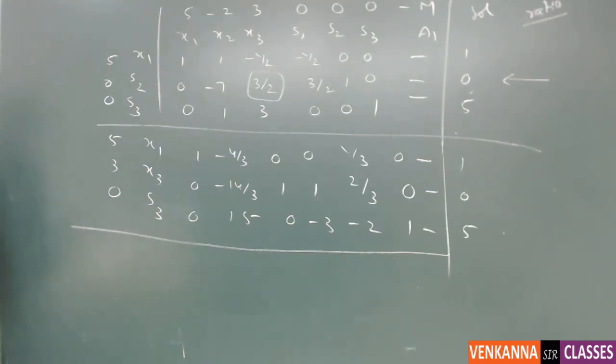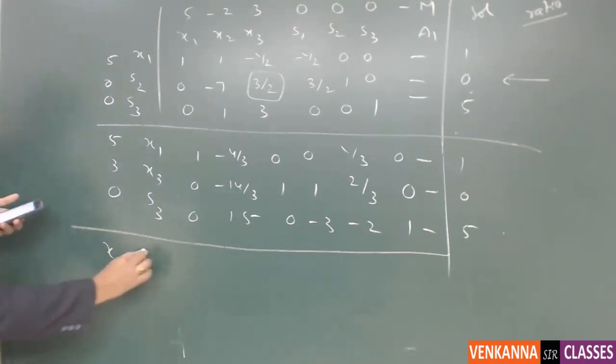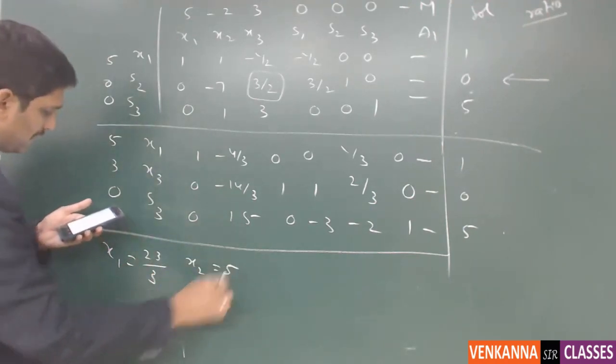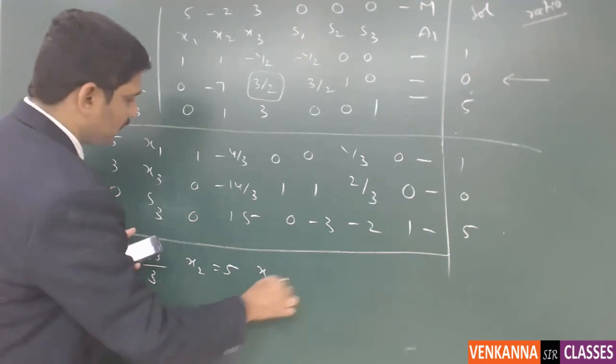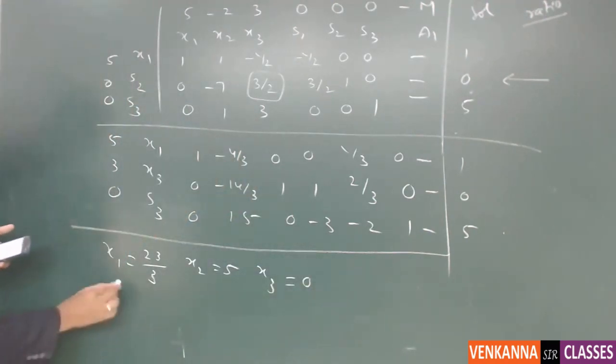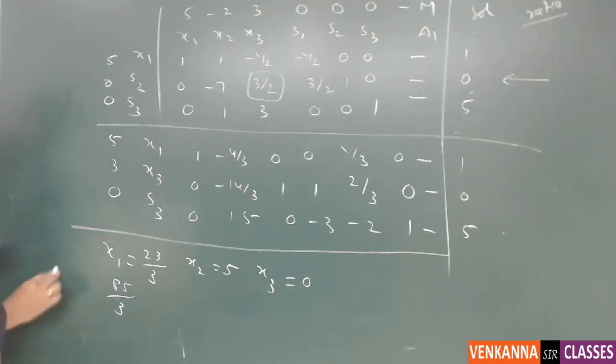So further iterations will be computed by you. So if you are interested, I will write the final solution straight away. X1 is equal to 23 by 3, X2 is equal to 5, X3 equal to 0. And maximum Z is equal to 85 by 3. That was the final answer.